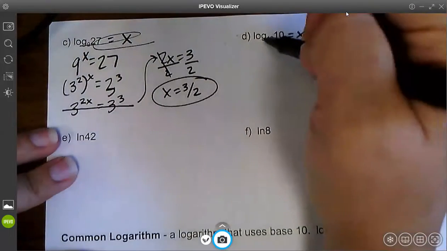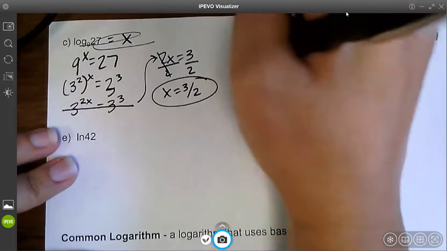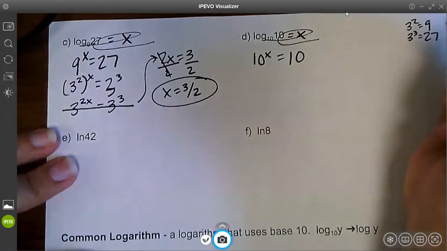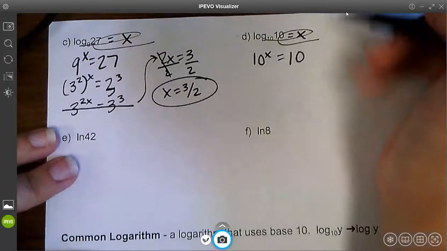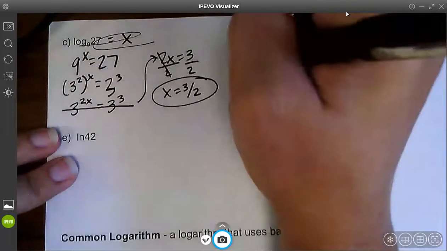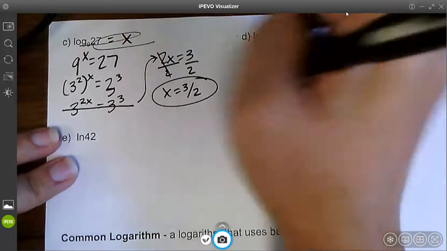Set it equal to x, convert it to exponential form. 10 to the x equals 10. Well, we already have the same base. When there's not an exponent, it's an understood 1. Cancel those out. X equals 1.